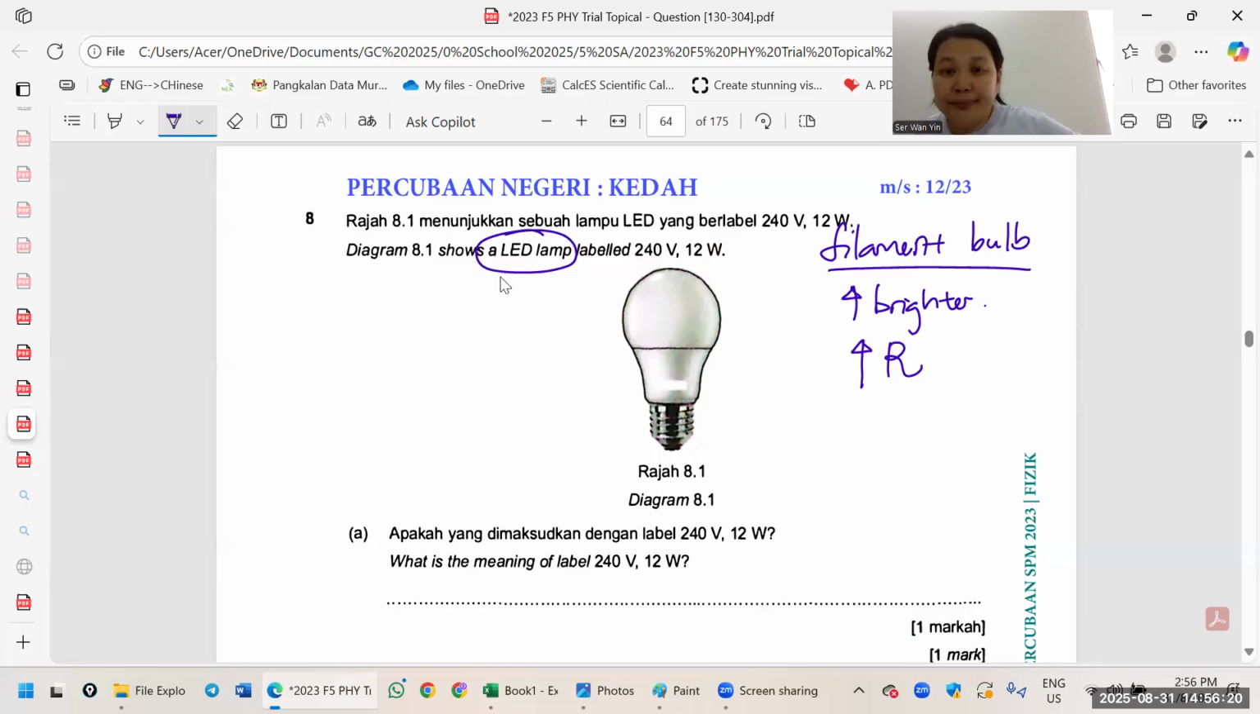For LED, you don't need higher resistance. You must have low resistance. They are two different things. Okay. Filament bulb: the hotter, the brighter.